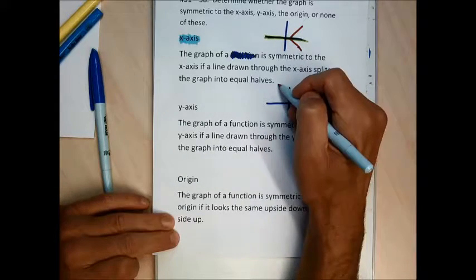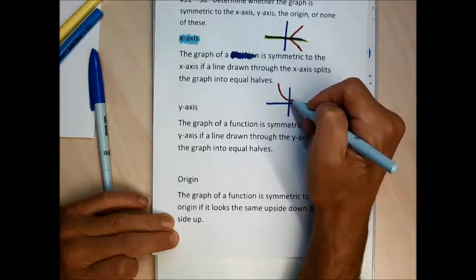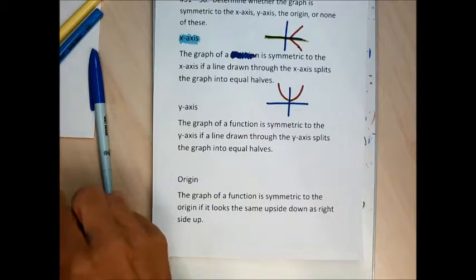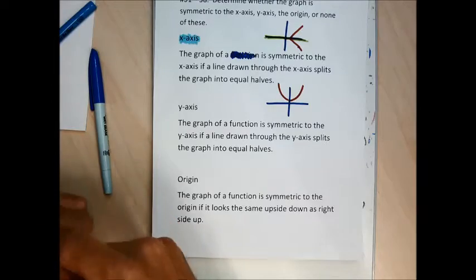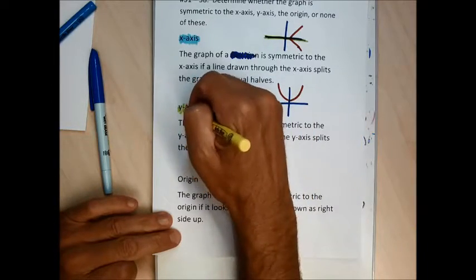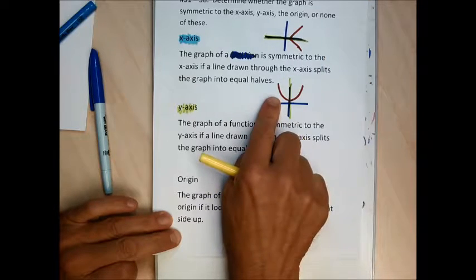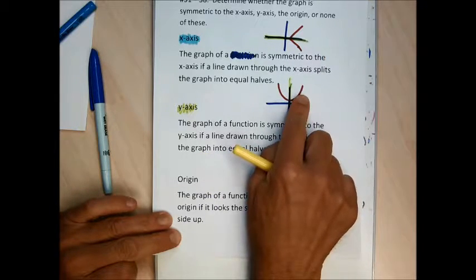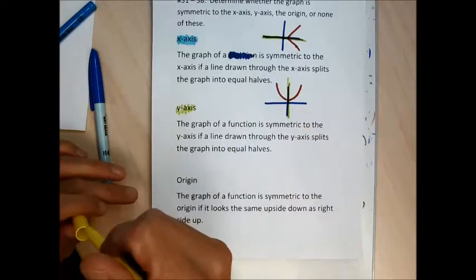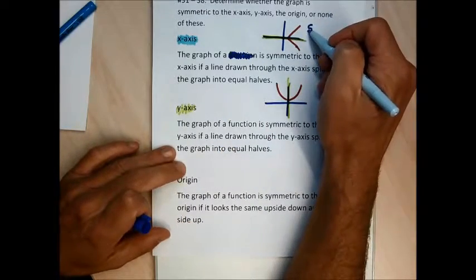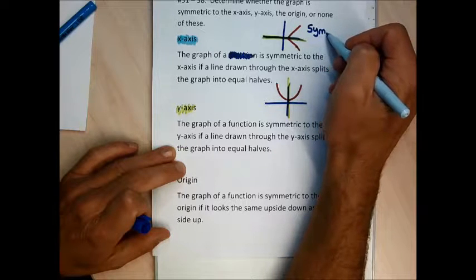So if I draw something like this, I would say this graph is symmetric to the y-axis, very specifically because if I draw a line down the y-axis, it's going to make two equal halves. The half to the right of the y-axis is symmetric to the half to the left of the y-axis.